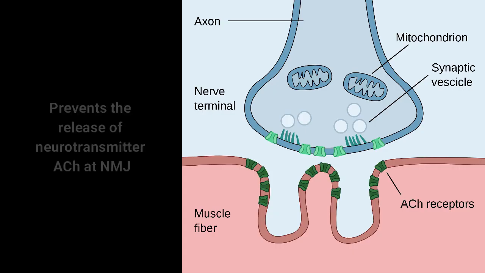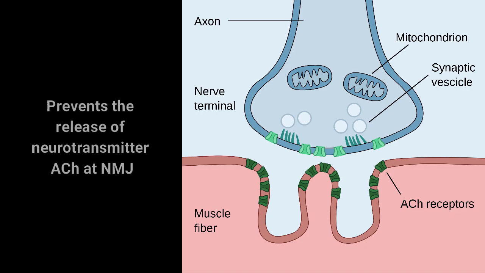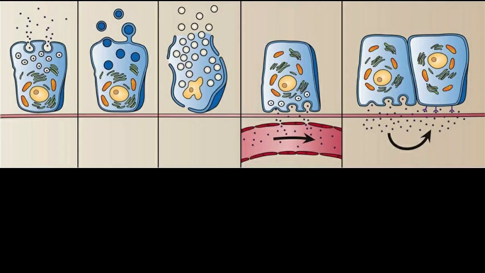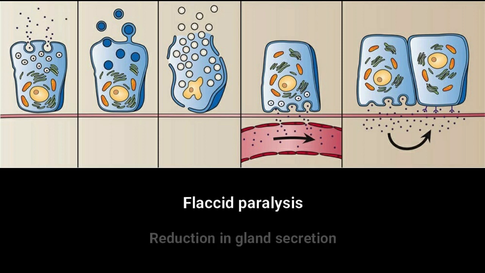Now, what is the mechanism of action of botulinum toxin? At the neuromuscular junction, it prevents the release of the neurotransmitter acetylcholine. Therefore, it results in flaccid paralysis of the skeletal muscle, a smooth muscle, and reduced secretion from some glands. This chemical denervation of the muscle fiber is reversible.